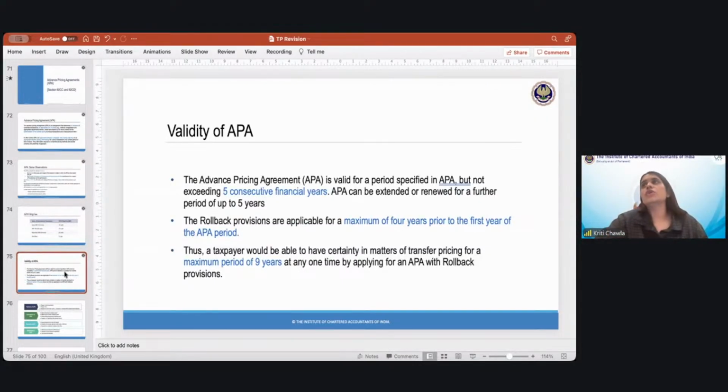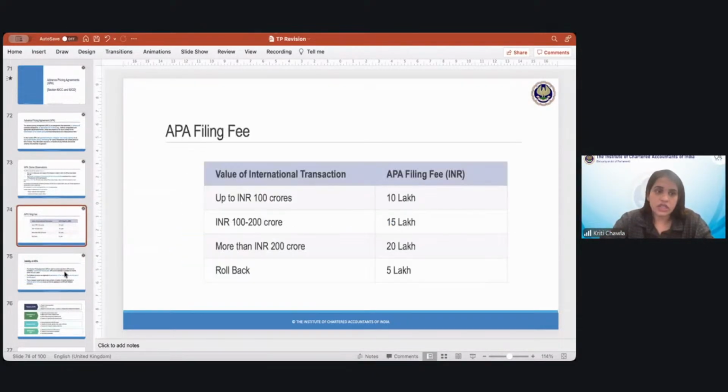So in India, you actually get certainty from APA for a period of 9 years, 5 years going forward, and then 4 years rolling back. Obviously, you can get APA for further 5 years also. So that's actually a good thing. So 9 years at one time is the certainty that you actually get.